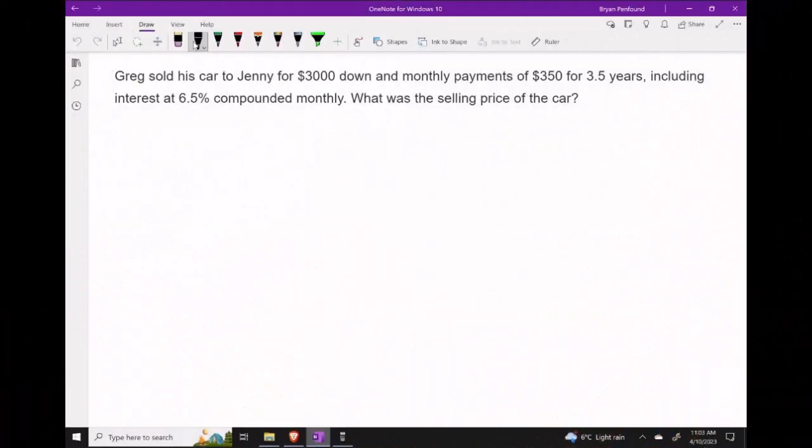Suppose Greg sold his car to Jenny for $3,000 down and monthly payments of $350 for 3.5 years. Suppose that their agreement also included interest at 6.5% compounded monthly. Let's try to determine the selling price of the car.